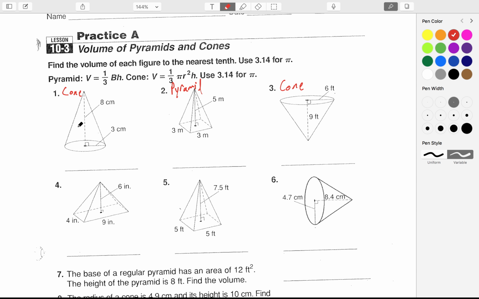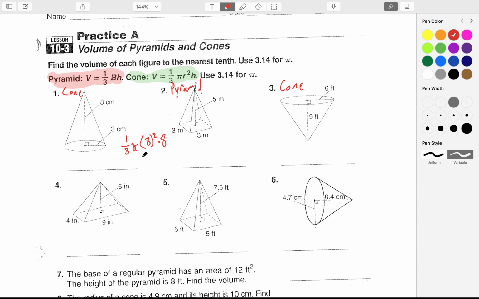Now, number 1, let's look at that. That's going to be a cone, so we would look over here and say, all right, for a cone, we're going to use volume equals 1/3 pi r squared times h. Let me go ahead and highlight what we use for a pyramid so we can draw some attention to that. So those are the two formulas we're choosing from. For a cone, we're going to say 1/3 pi times r squared. Your radius is going to be 3 centimeters, so we're going to say 3 squared times your h, which is going to be 8.